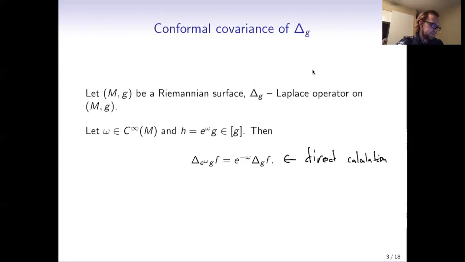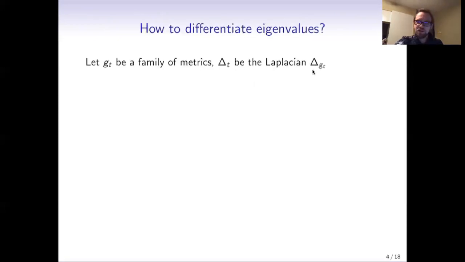So let's first answer the question: how do you differentiate eigenvalues in general? It's a question interesting even for a family of operators on a finite dimensional space. Even there, it's not trivial, right? So how do you differentiate eigenvalues if you have a family of operators? So for that, let's just look at the following setup.